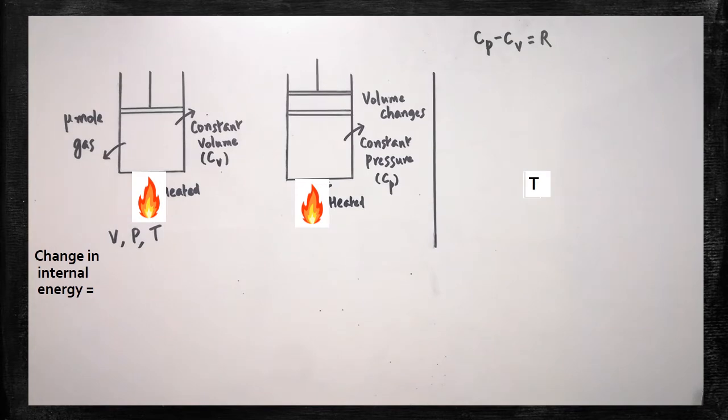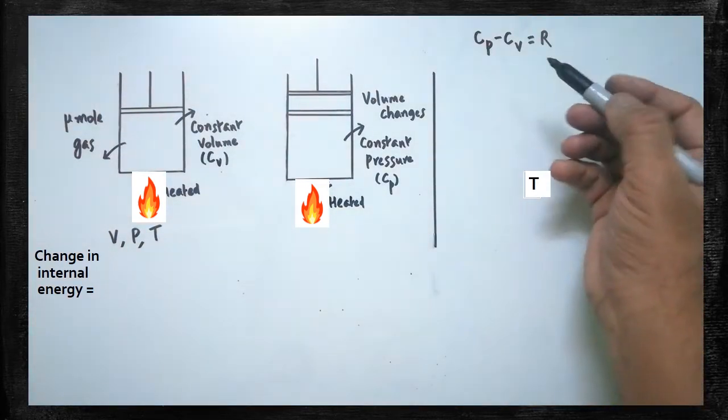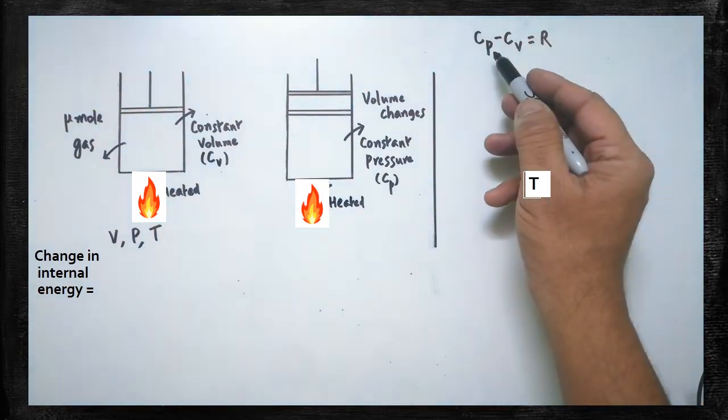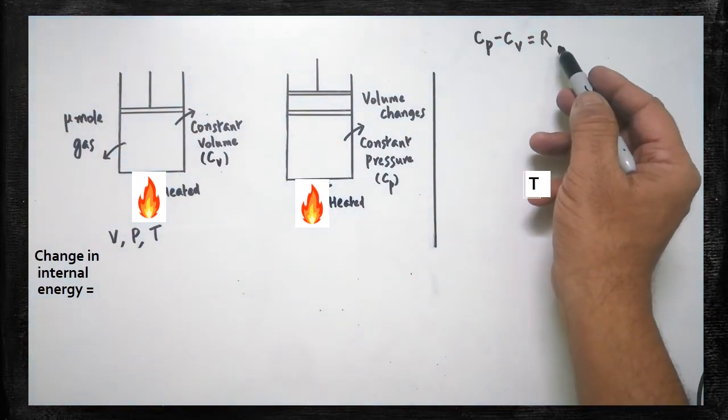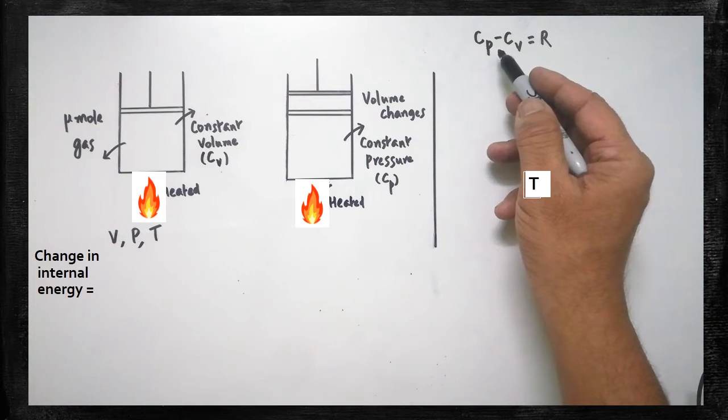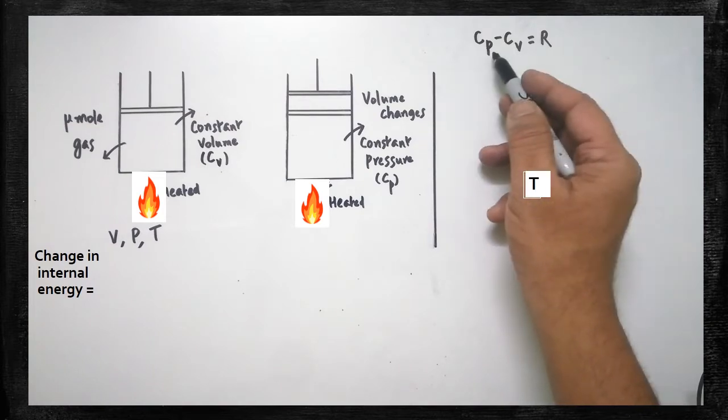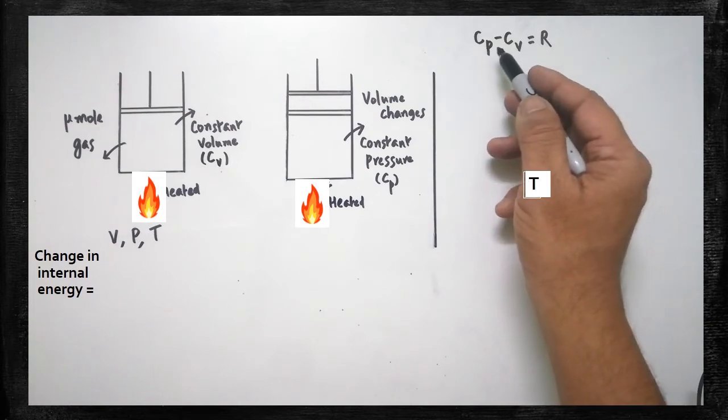Now we are going to derive an expression called Mayer's relation. Mayer's relation is written here: Cp minus Cv is equal to R. Here, what is Cp, what is Cv, what is R? All the three must be known very clearly.